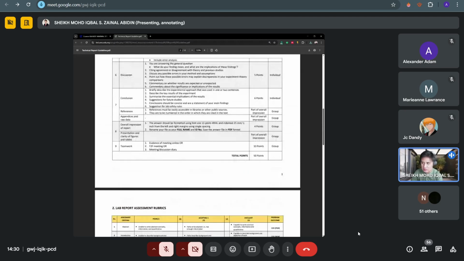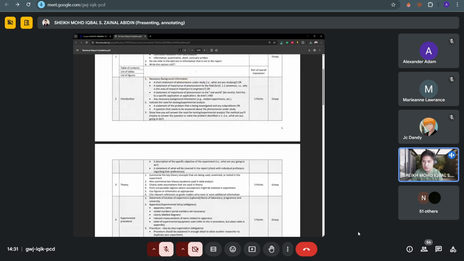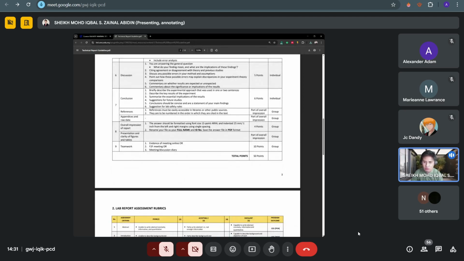All right. So just remember, everything is clear here. Every section has its own designated points, right? So abstract, 5 points. Introduction, 5 points. Your conclusion will be 6 points, and so on, right?